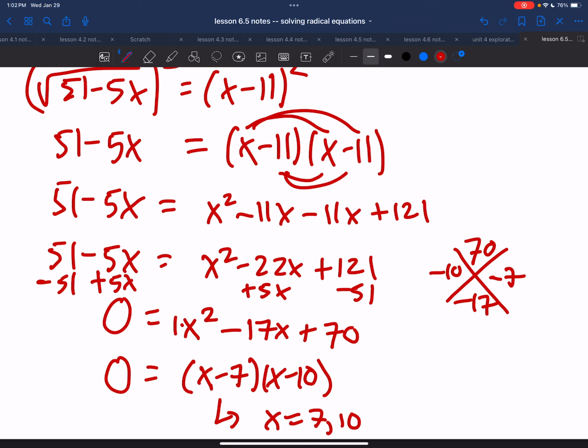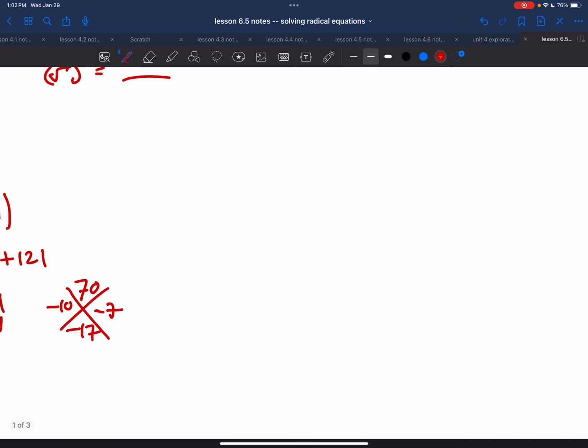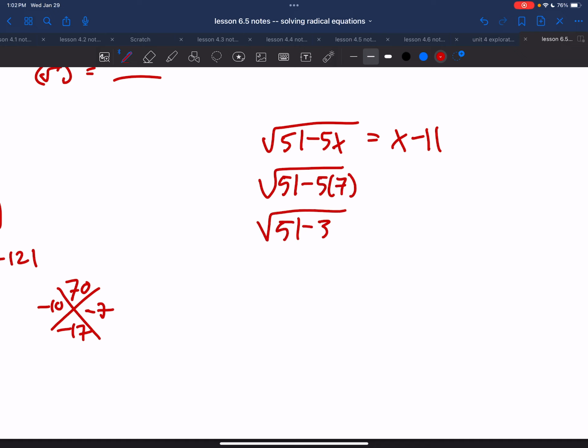Except, no, hold on. I told you the whole point of this example, yes, one is to show you that quadratics come back, but two, to show you that extraneous solutions can happen. So we're going to take 7 and plug it back in. So it says the square root of 51 minus 5x equals x minus 11. And if you plug in 7 on the left side, you get 51 minus 5 times 7. That's the square root of 51 minus 35. And the difference between those is 16, right? And the square root of 16 is 4.